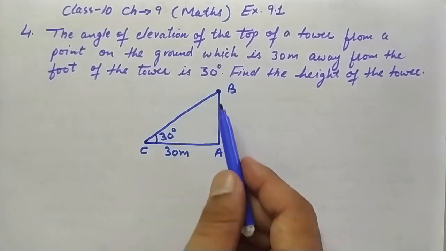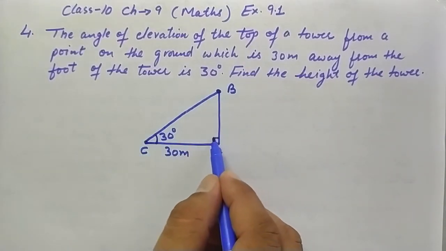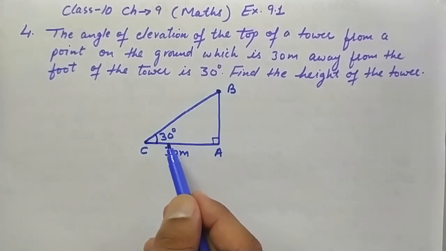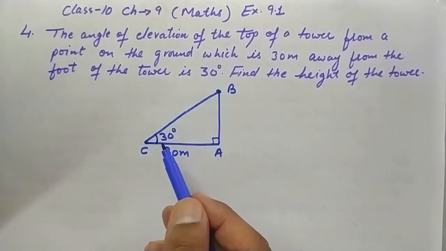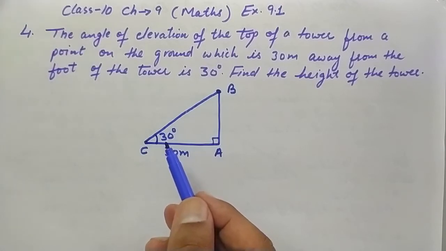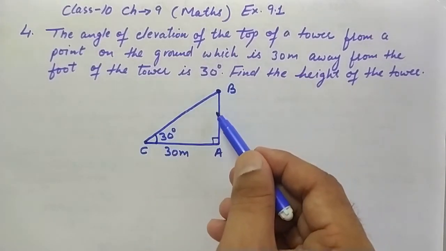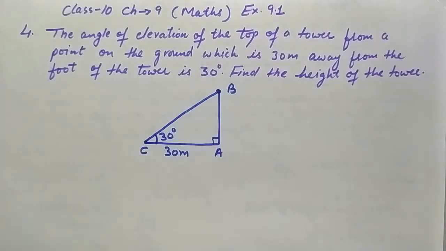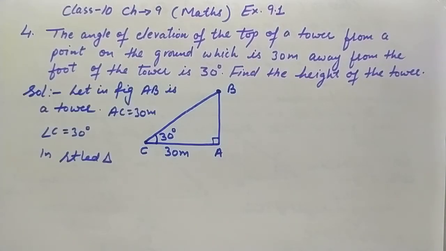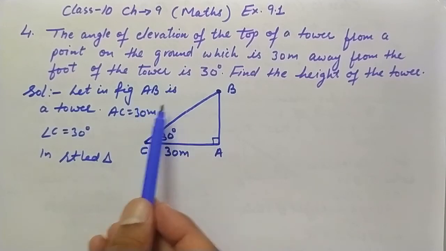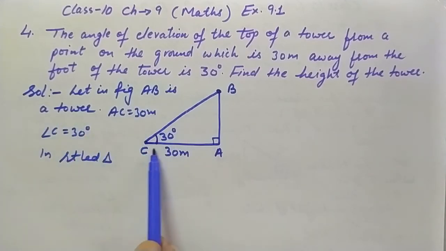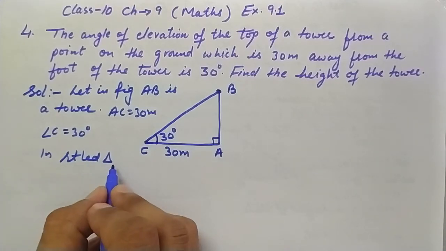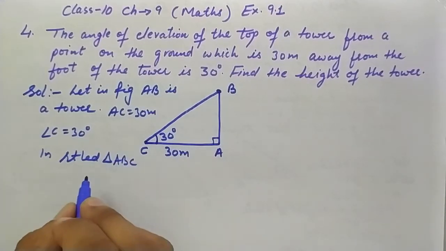So you know that in a right angle triangle, this is a right angle triangle only, if one side is given to you and one acute angle is given to you, then with the help of T ratios, trigonometric ratios, we can find out the value of other sides also. So let's first of all explain the figure, then we'll find out the value. So it's written, let in figure AB is a tower, AC is 30 meter, angle C is 30 degree. So in right angle triangle ABC, we need to find out AB.